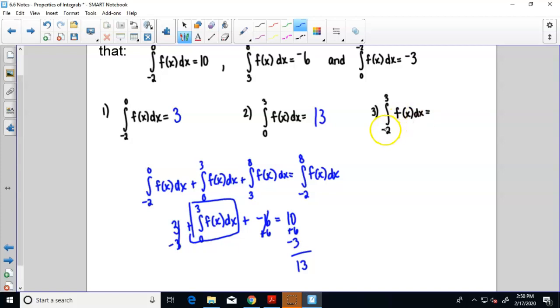The last one asked me for the integral from -2 to 3. Well, I just found 0 to 3. I also knew -2 to 0. So I could just take the integral from -2 to 0 of f of x dx, and I'm probably writing down things I usually wouldn't if I were not given notes, plus the integral from 0 to 3 of f of x dx. That should give us the integral from -2 to 3. So the integral from -2 to 0 was +3, and the integral from 0 to 3 was 13, and that gives us 16 as our answer there for number 3.